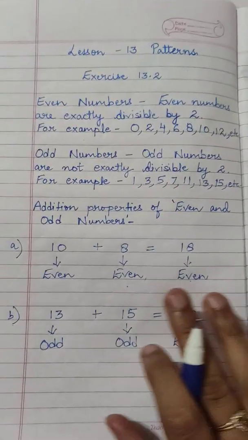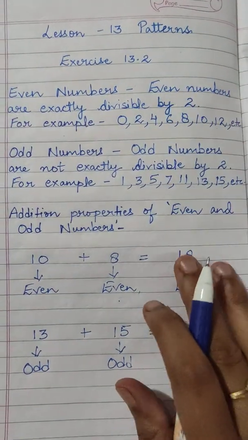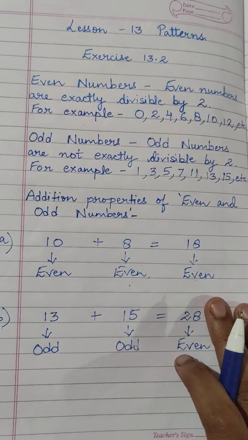So children, these are 4 basic properties of addition of even and odd numbers. You should know this. I hope that you have understood it.